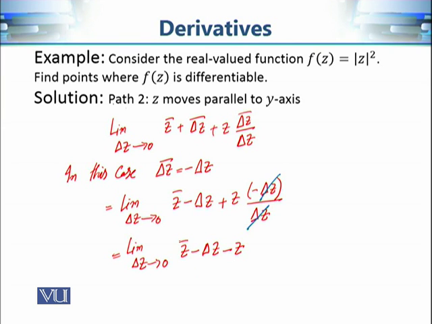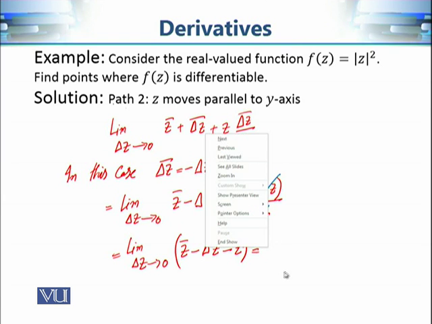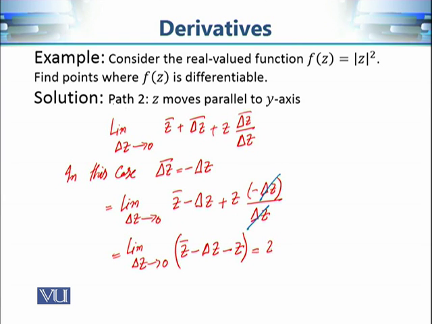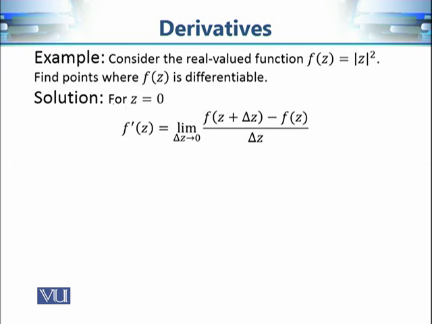So once again, this is basically a polynomial in delta z, and that's why its limiting value is equal to the functional value. So the value of the limit becomes the following: z conjugate minus z. So let's see what our output is.